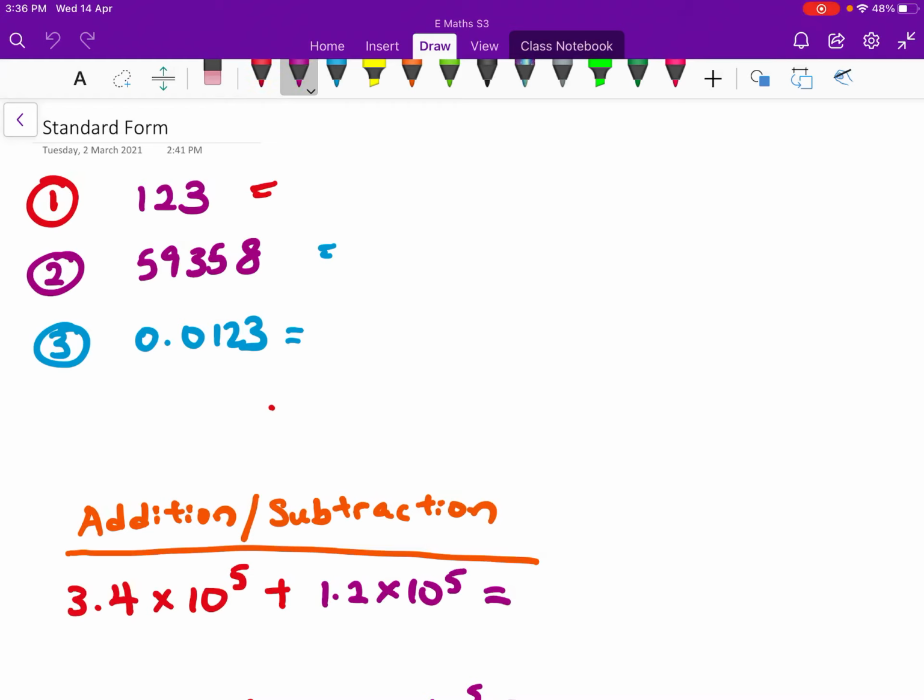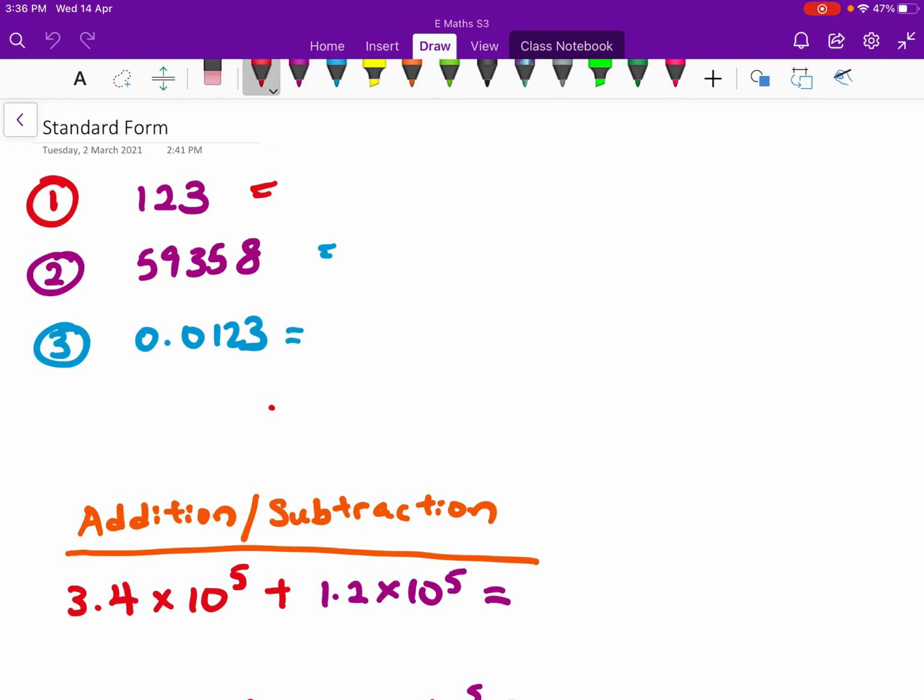Alright, so this is for standard form. Okay, so standard form, what is standard form? Imagine you have a very big number, like 123. This is still not too big. Imagine you have 1 million. I don't want to write too many zeros, right? So I should put this number in terms of standard form.